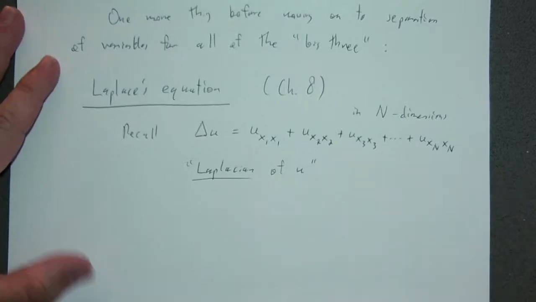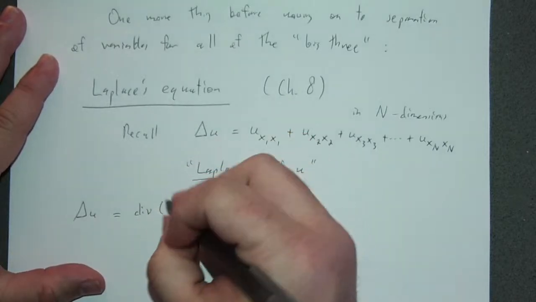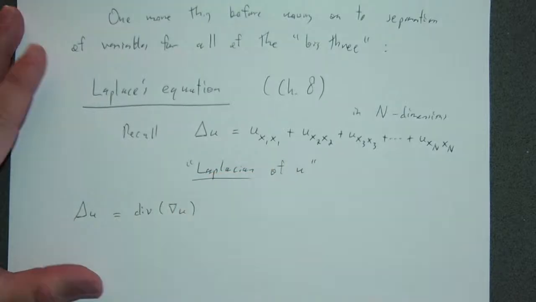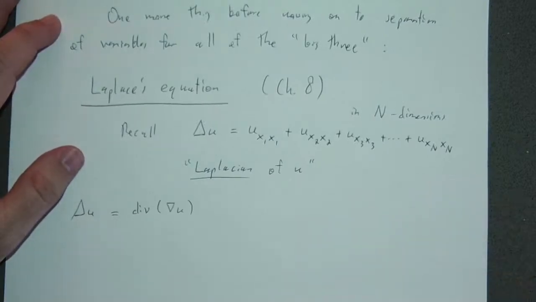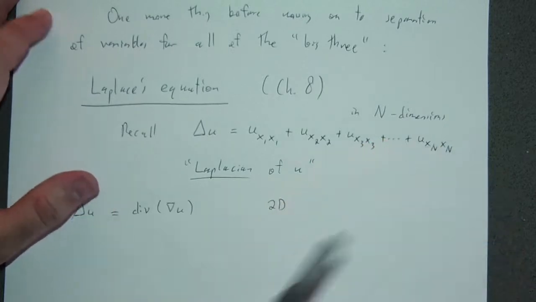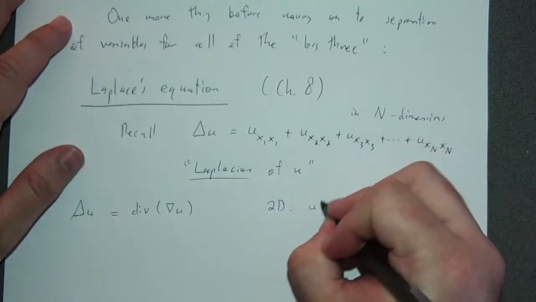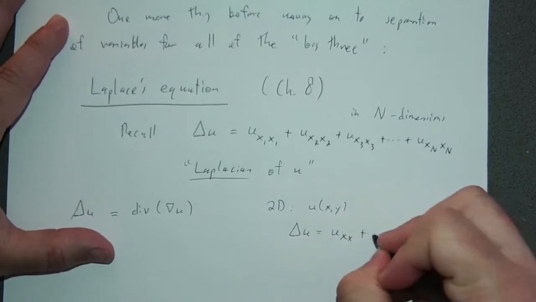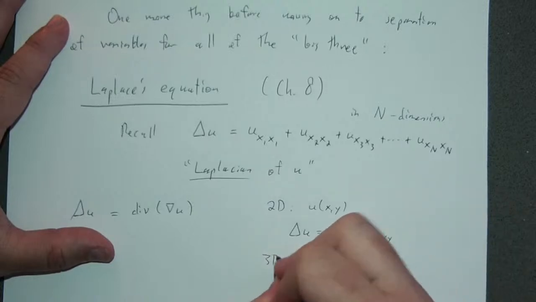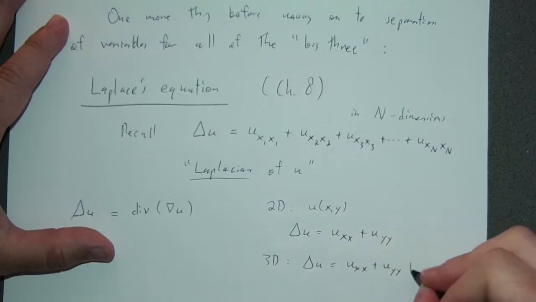A couple of course interpretations here. Laplacian of u is the same thing as the divergence of the gradient of u. If you view u in 2D as a function of, say, just x and y, then Laplacian of u is u sub xx plus u sub yy. In 3D, of course, Laplacian of u is u sub xx plus u sub yy plus u sub zz.